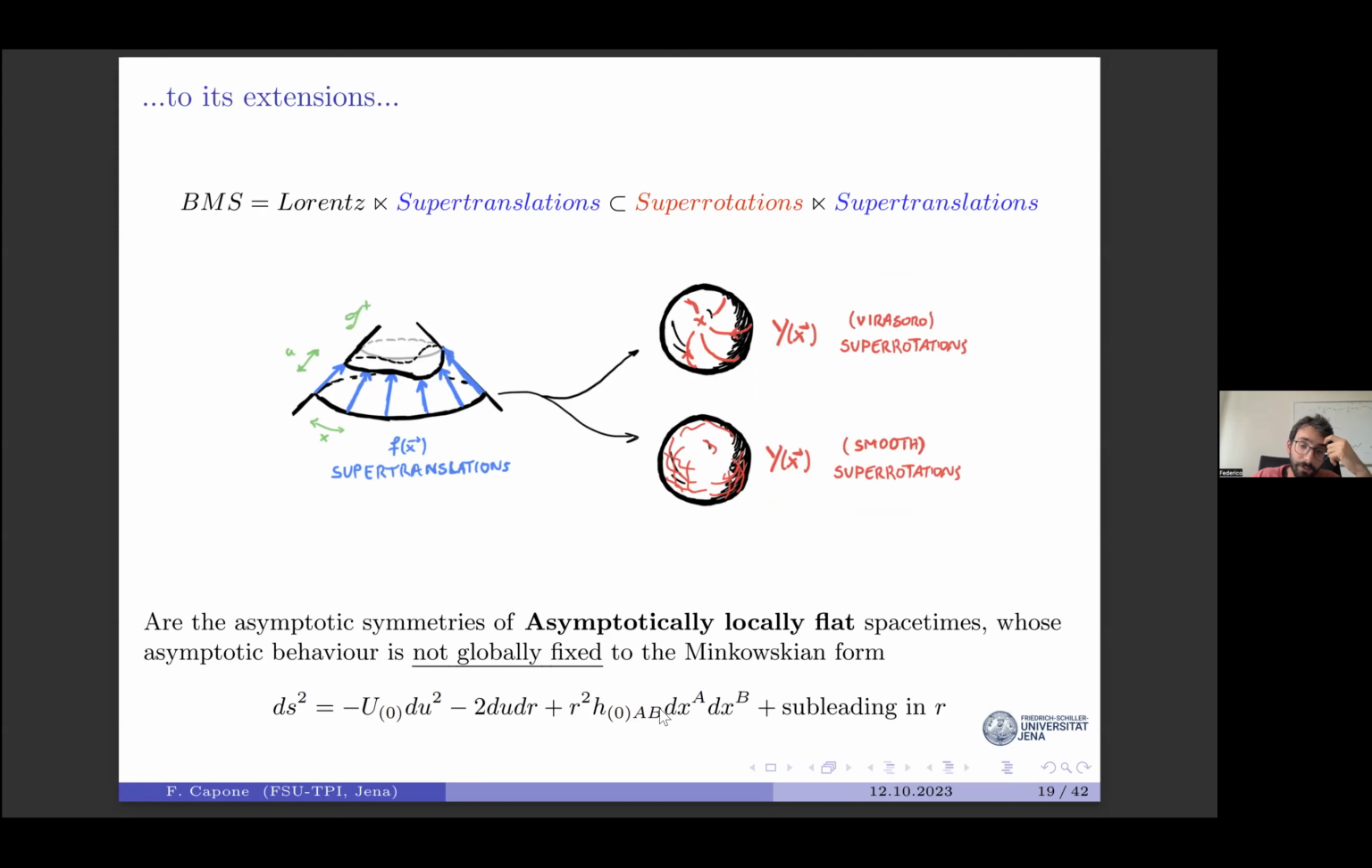And again, the reason for this extension has been understood in terms of soft theorems. If you open any paper on gravitational literature before 2014, there was basically no notion of superrotations, with some small remarks in some papers which were associated with holography anyway.